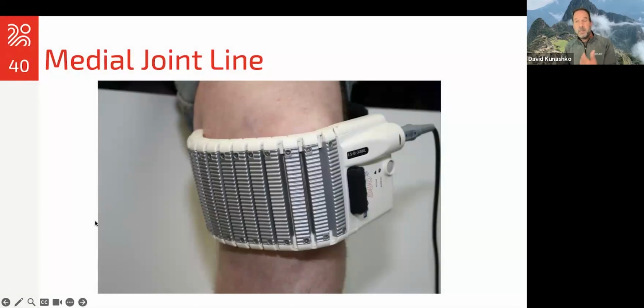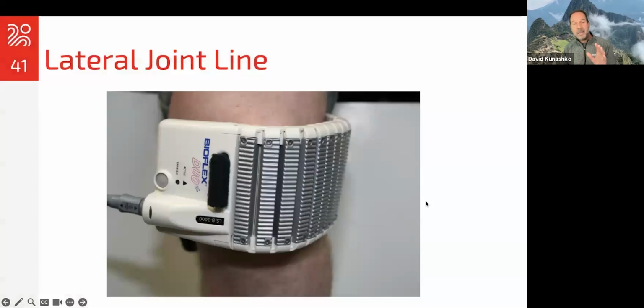Okay, so this is what it would look like if you're treating the medial meniscus area, right? The middle of the dual array is placed in the middle of the joint line, and secure it with the knee in 25 degrees flexion. Even if it's a medial meniscal tear, I still recommend a lateral placement. The reason for that is that whole systemic effect, right? And the anti-inflammatory effect and the vasodilation effect around the knee joint.